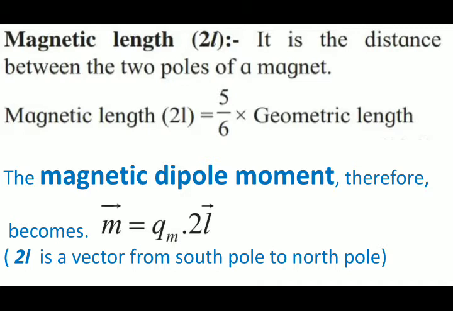So you have to remember all these 4 basic definitions of the terms, that is axis, equator, magnetic length and magnetic dipole moment. And you have to remember the formula for both, that is magnetic length and magnetic dipole moment, which is very simple. Now let's move on.